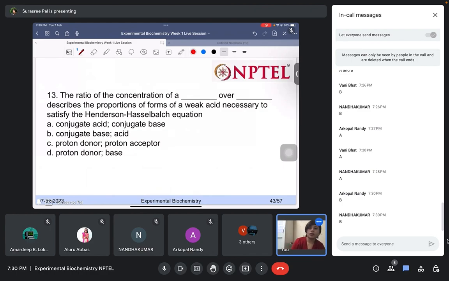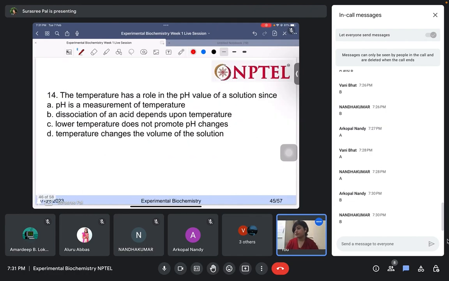Okay, so here the correct answer is the ratio of the concentration of a conjugate base over acid describes the proportions of forms of a weak acid necessary to satisfy the Henderson Hasselbalch equation. Right, so it is conjugate base and acid, solution B, which is conjugate base by acid, right? Which is the form of the Henderson Hasselbalch equation. Okay. Next question.